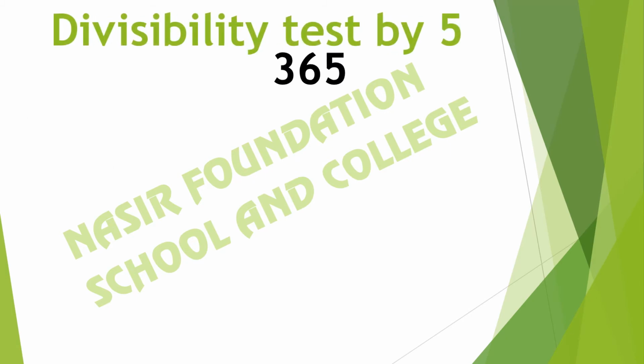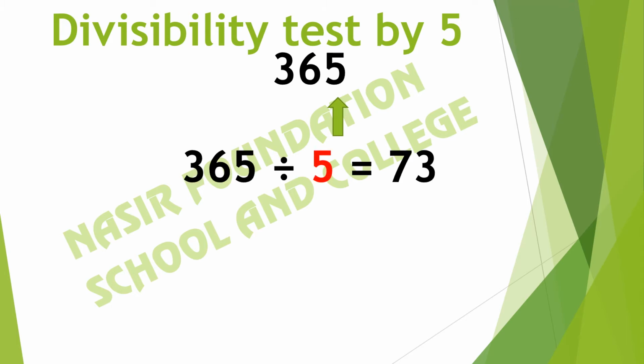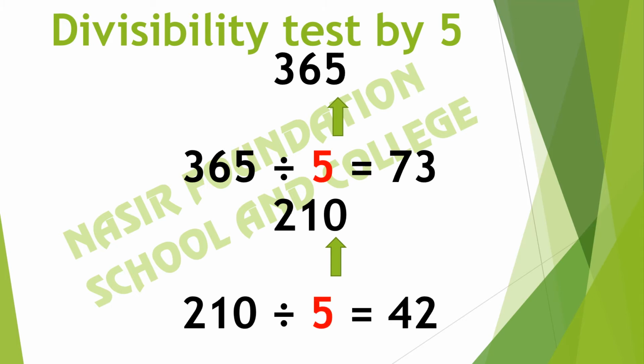Here we have the number 365. As 5 is the last digit, it means we can easily divide it by 5. If we actually divide 365 by 5, we get the answer 73. Here we have the number 210. The last digit is 0. It's very easy for us to know that this number is divisible by 5. So, the last digit is 0 means 210 can be divided by 5. If we actually divide it, we get the answer 42.